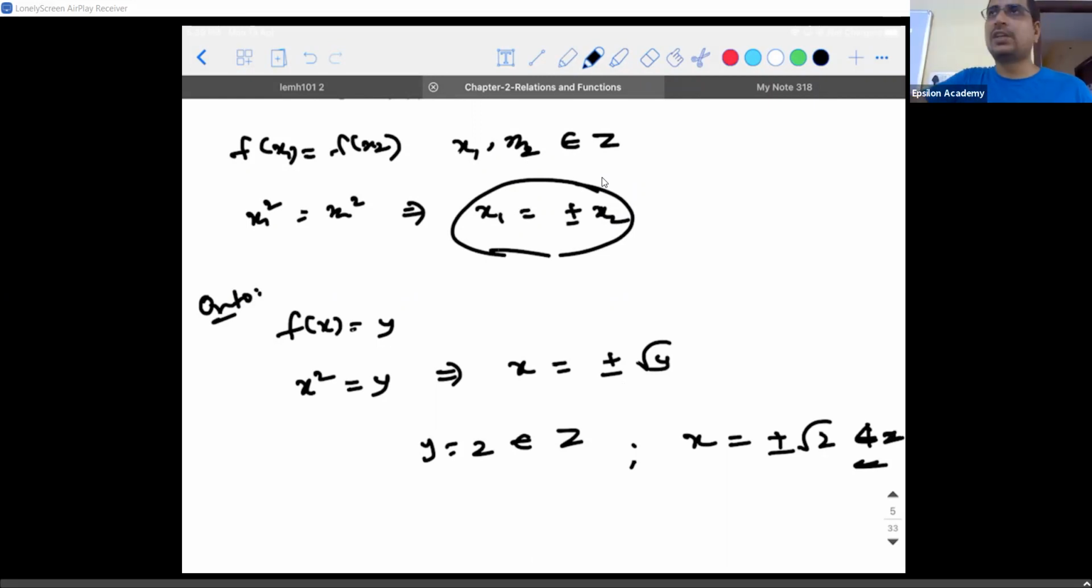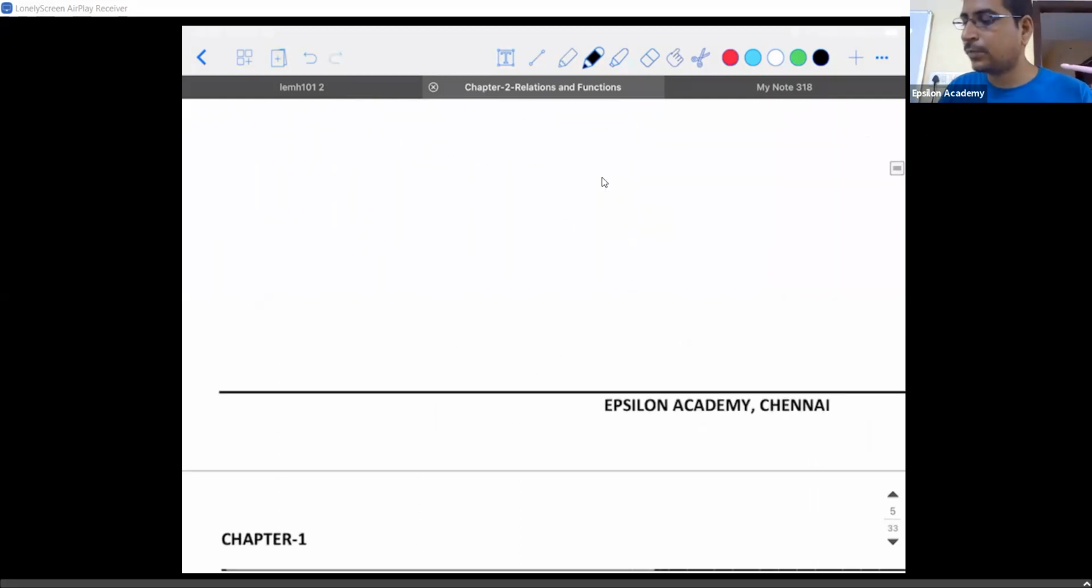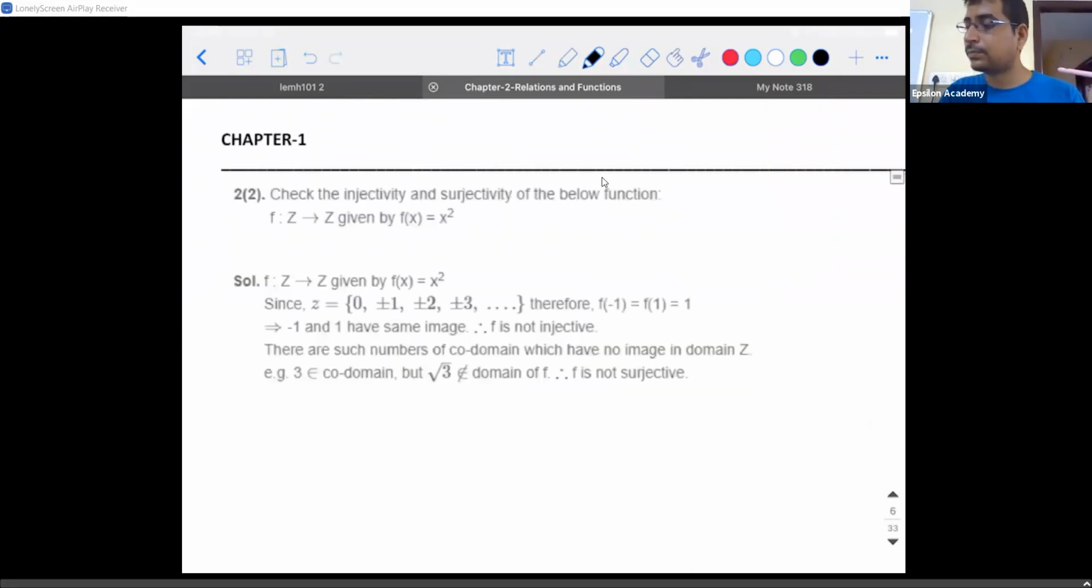Hence, it is not onto. So there are certain elements in the codomain which do not have pre-images. Again, you have to write that statement. There are only two ways to conclude it. One way is that every element in the codomain has a pre-image, hence it is onto. The other is that there are certain elements in the codomain which do not have a pre-image, hence it is not onto. These are the two ways to conclude. Okay, so the example is given here.